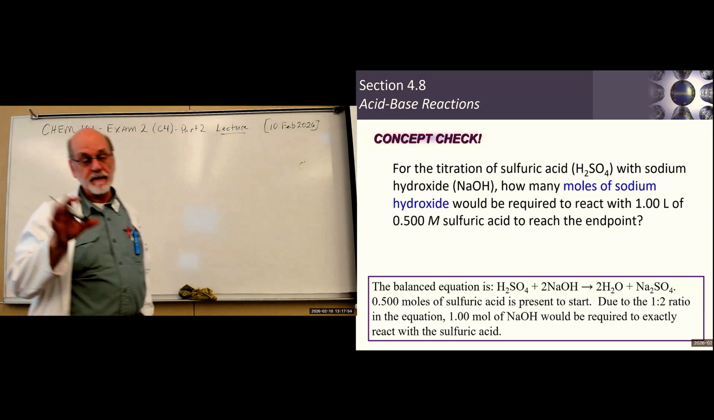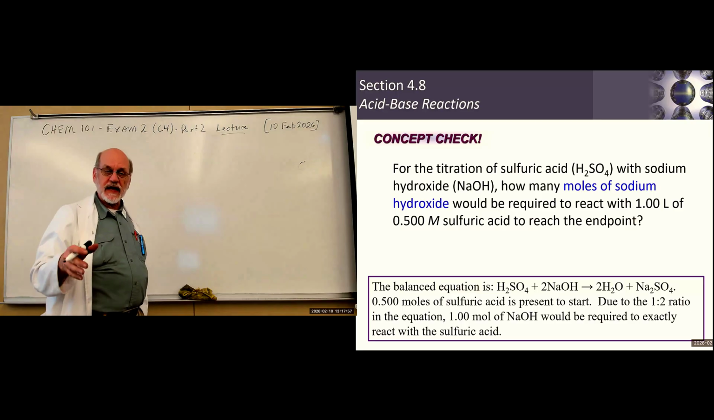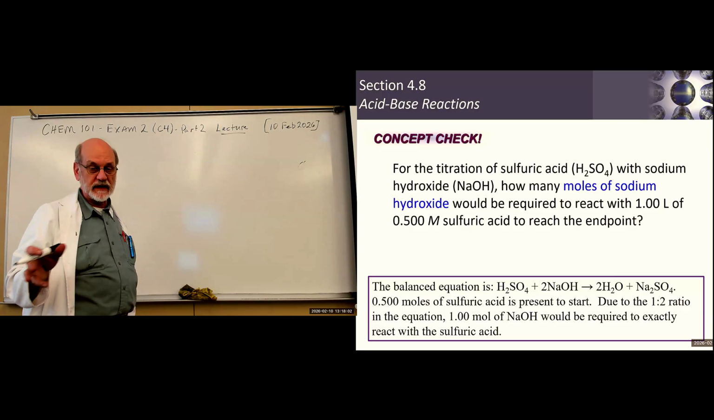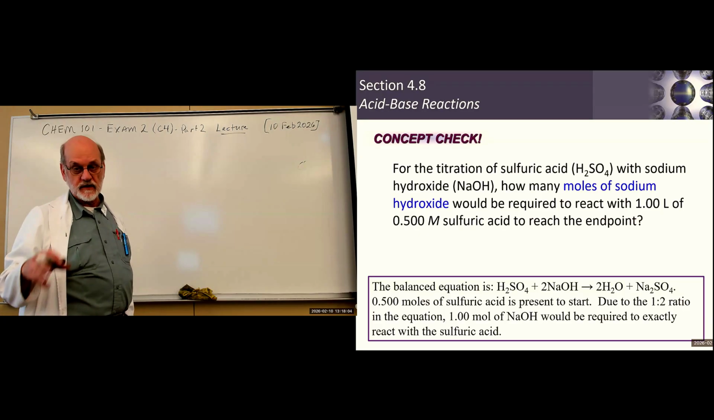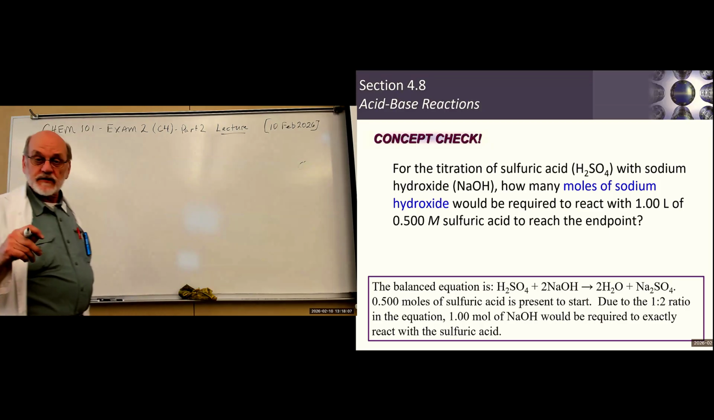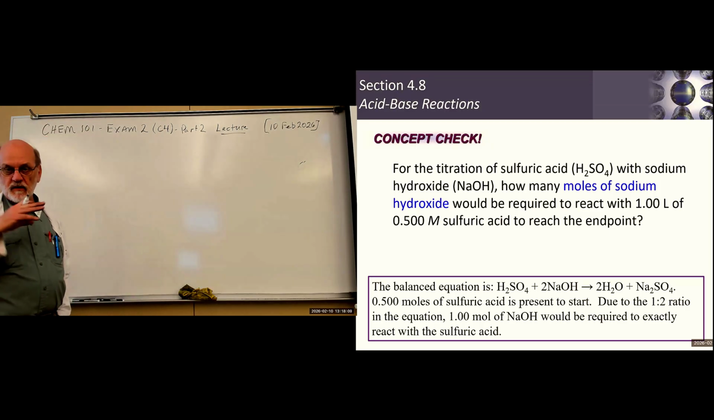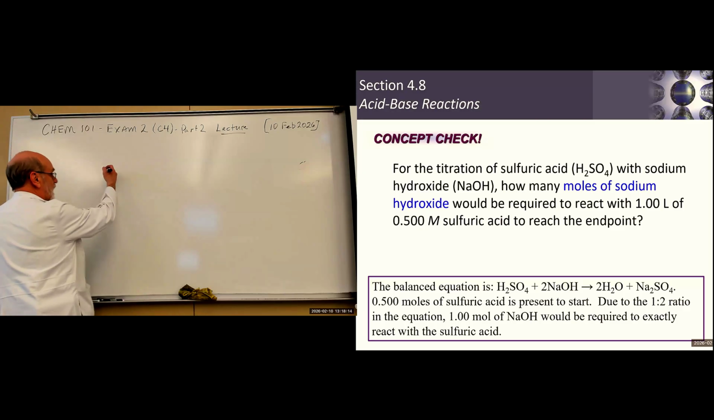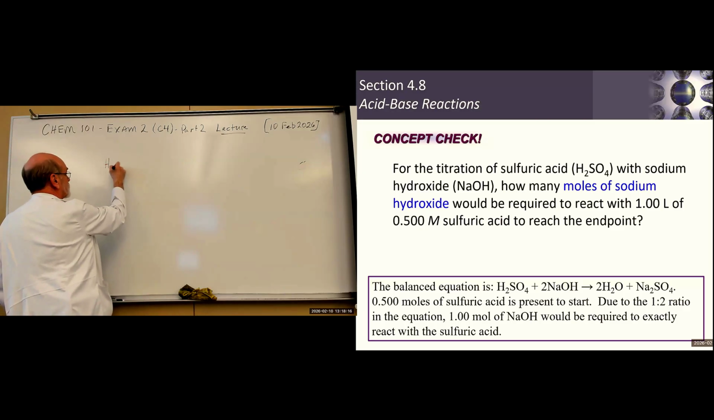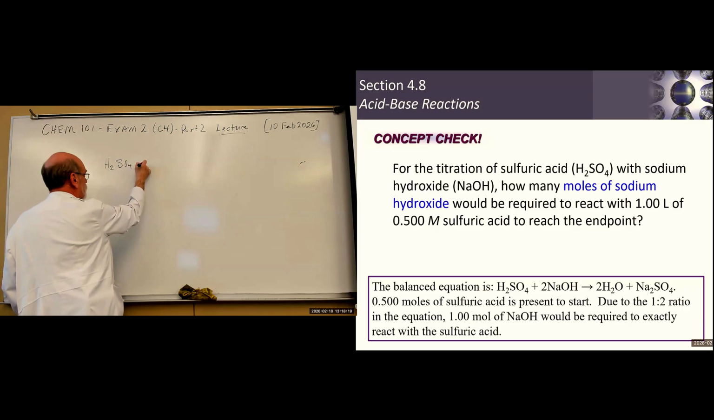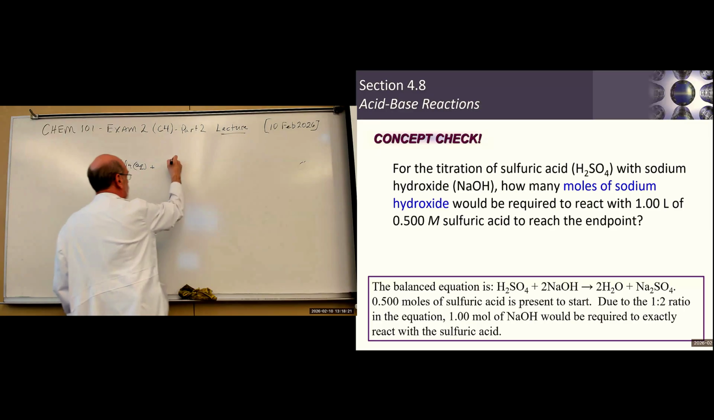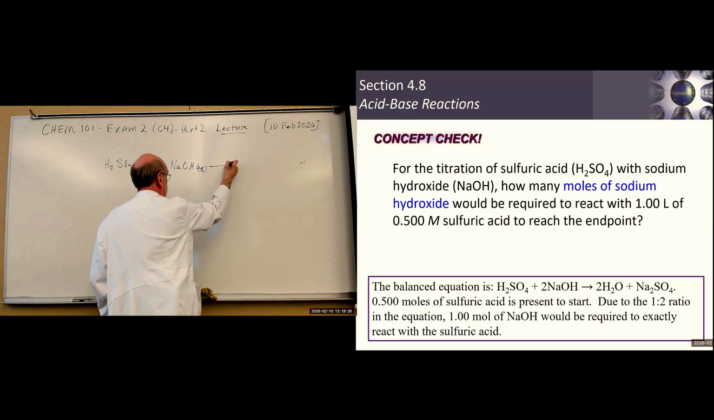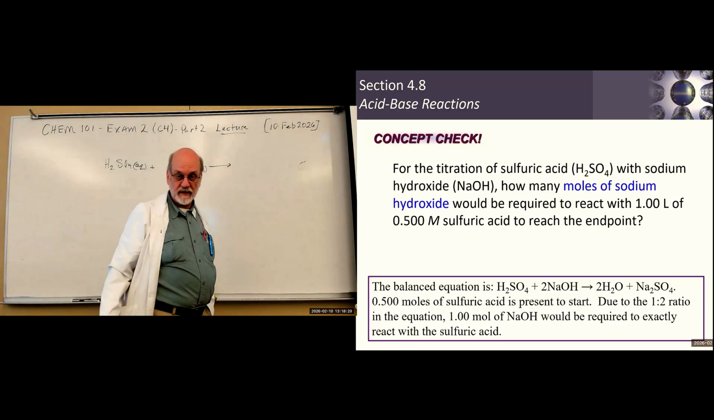Yeah, we're good. If we titrate sulfuric acid with sodium hydroxide, how many moles of sodium hydroxide are required to react with 1 liter of 0.5 molar sulfuric acid to reach the endpoint? Okay, so the first thing you have to do is write your compounds correctly. And fortunately, they're given to us. So our reaction is sulfuric acid in aqueous solution and sodium hydroxide in aqueous solution. And this is reacting to produce what?